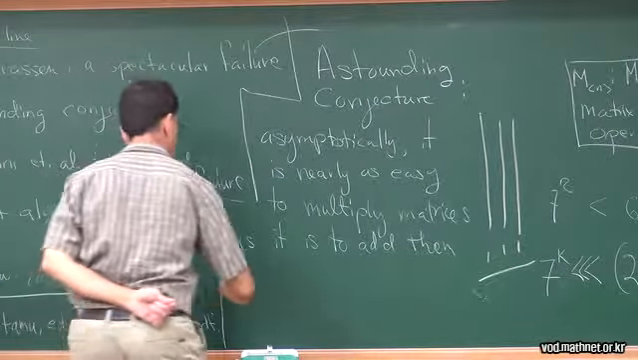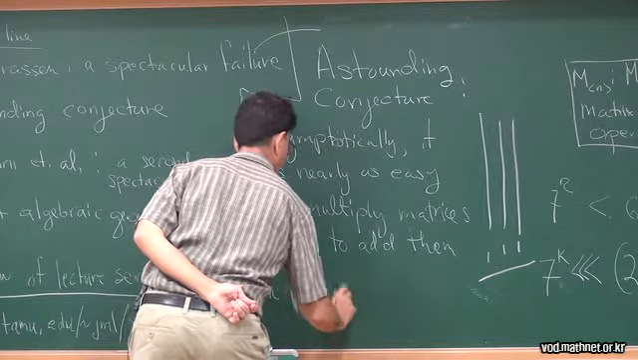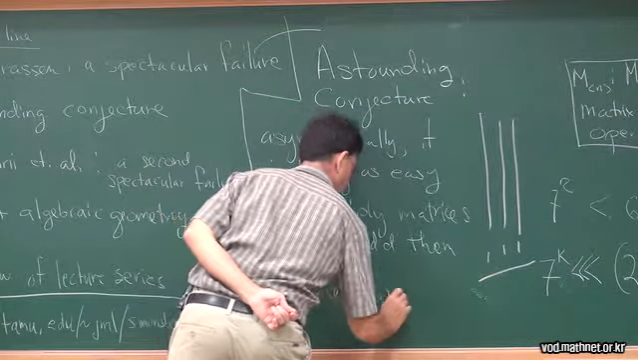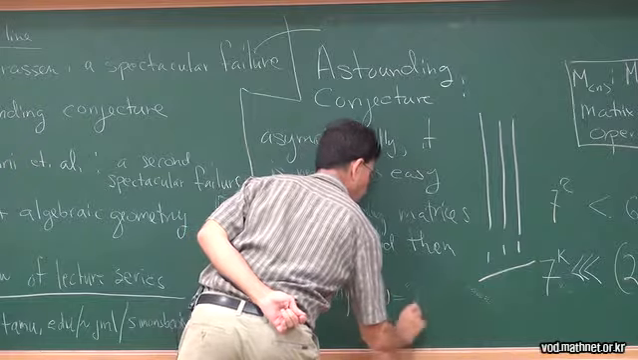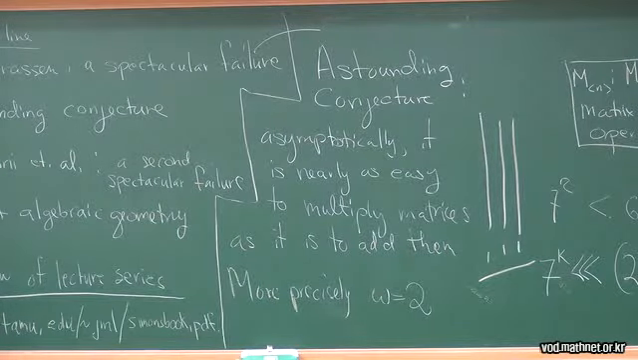I.e., more precisely, that this so-called exponent of matrix multiplication is equal to 2. That asymptotically you can almost multiply two n by n matrices using on the order of n squared arithmetic operations.